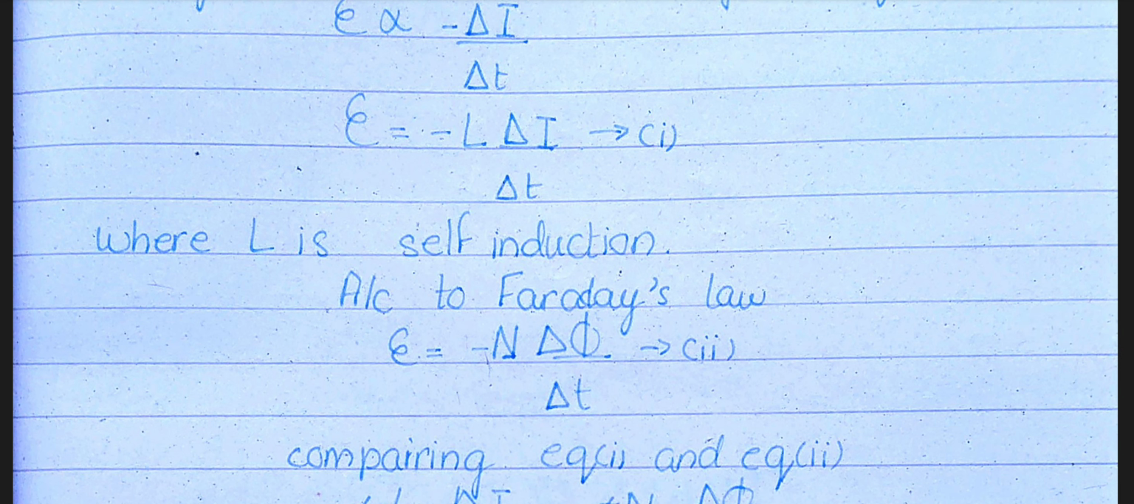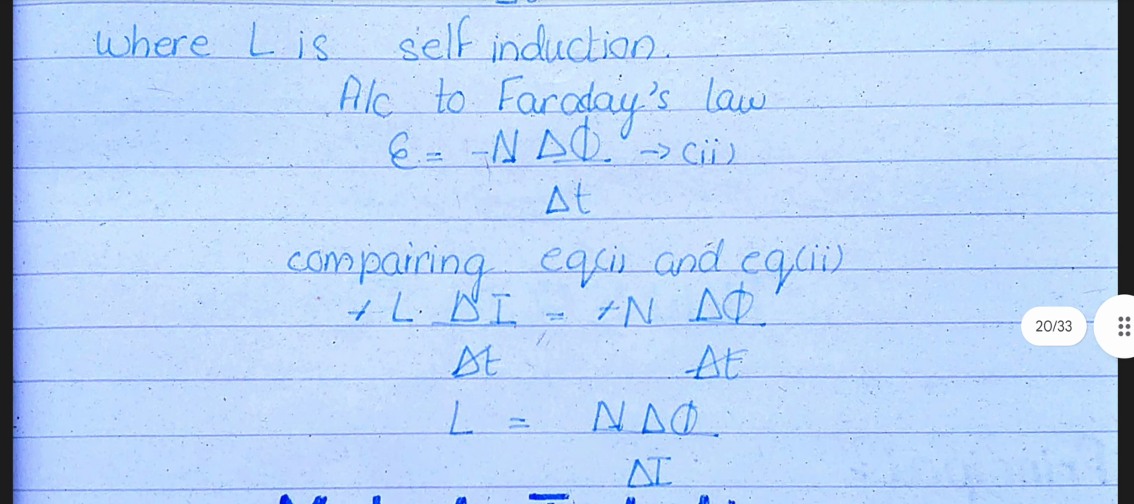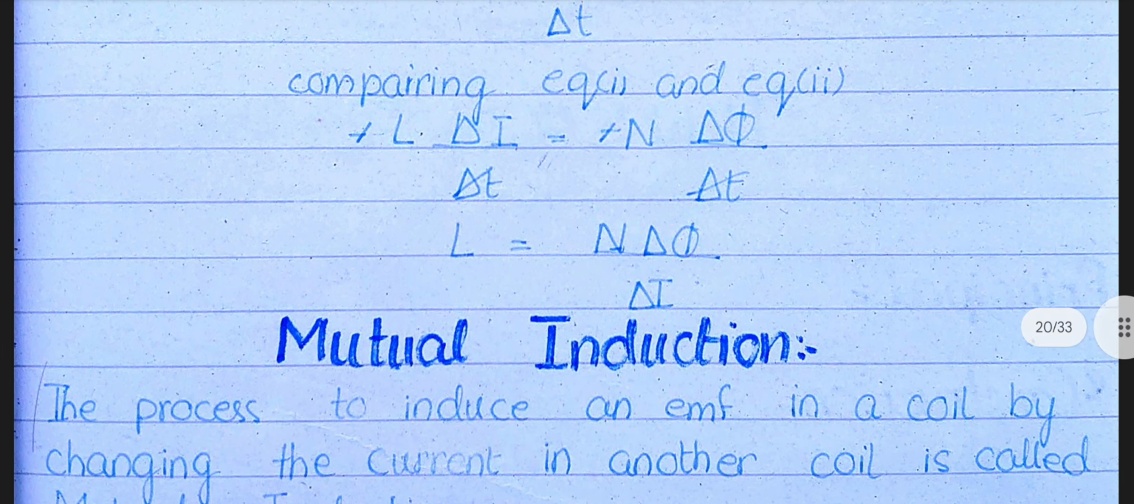According to Faraday's law, E is equals to minus N delta phi upon delta t, equation 2. Comparing equation 1 and equation 2, minus L delta I upon delta t is equals to minus N delta phi upon delta t. L is equals to N delta phi upon delta I.